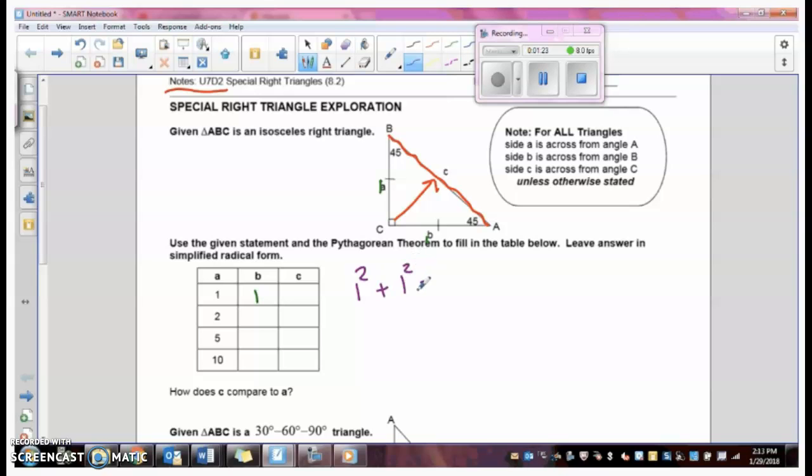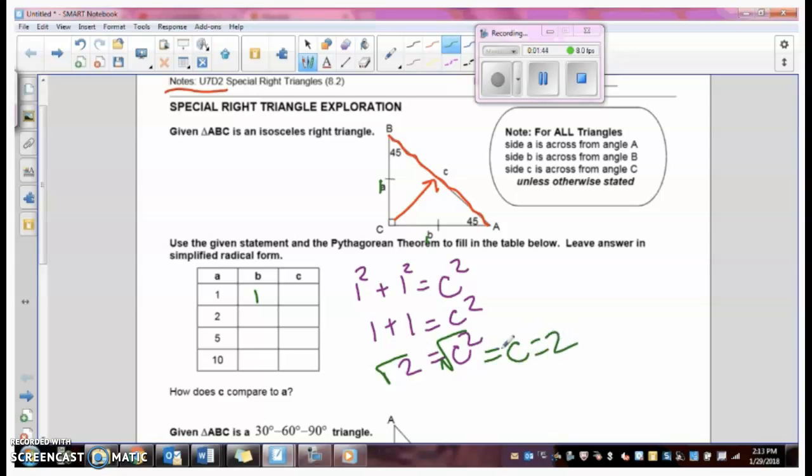So 1 squared plus another 1 squared equals c squared. And this is pretty easy to add up. So 1 plus 1 equals c squared. So c squared equals 2. And then we get c equals the square root of 2.